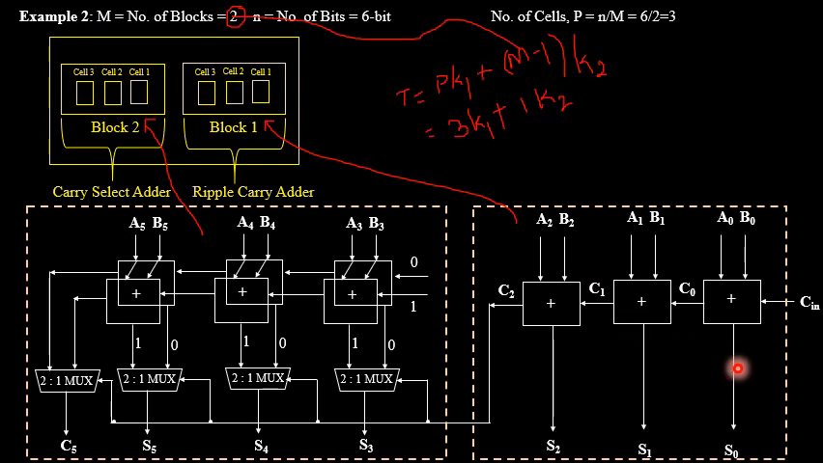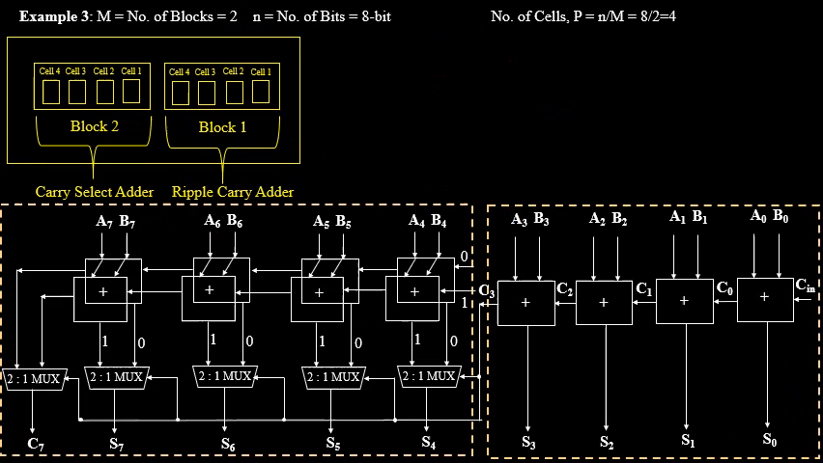Last, one more example we will see, and we will wind up with the concept of carry select adder, and you can try with different examples or the question paper problems, which will give you an idea how the questions will be asked, so that it will be still clear for you with certain examples. So this is the third and last example which I have considered for the carry select adder. Number of blocks I have considered as 2 and number of bits as 8.